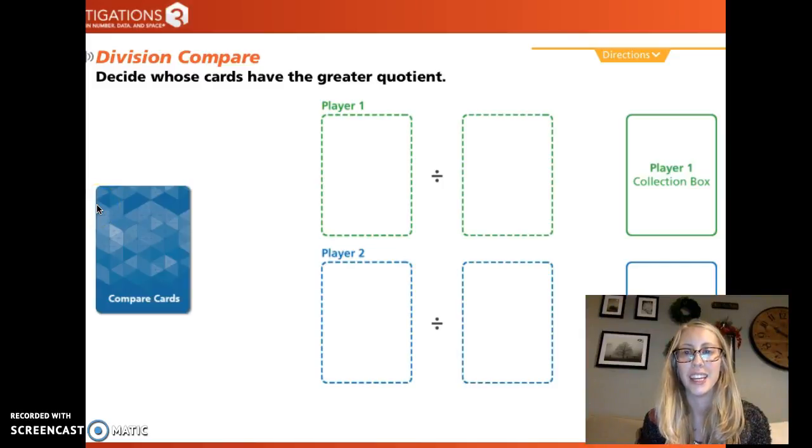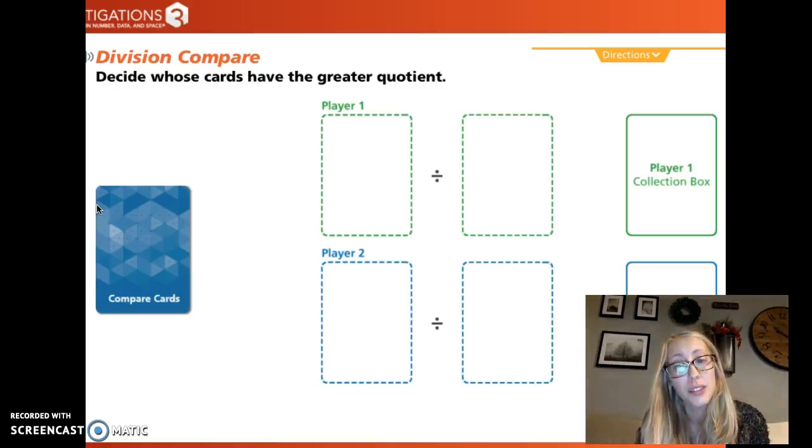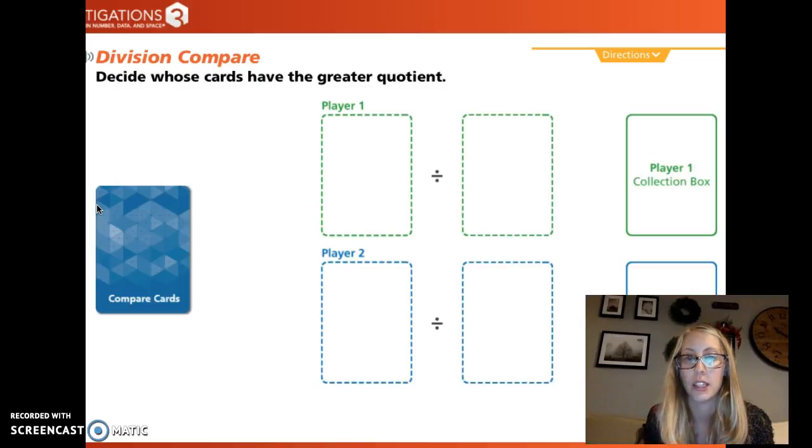Hey guys, okay, so Division Compare is the other game that you can play. And I know a lot of you feel like you're not experts in division yet. That is okay. You don't have to be, but we do still have to practice. So, Division Compare is played the same as Multiplication Compare. It's just that you are now dividing instead of multiplying.